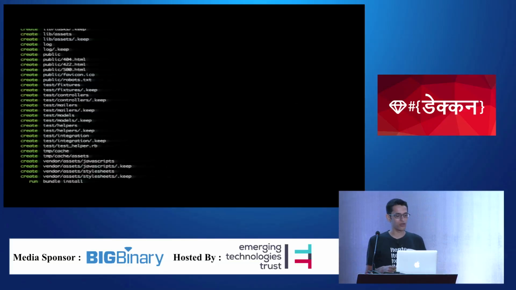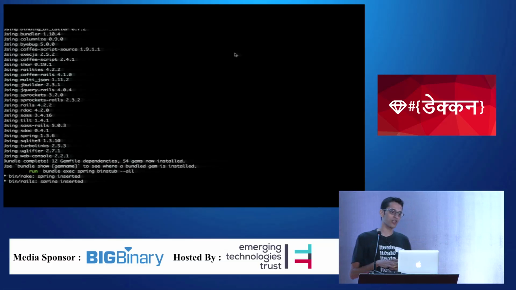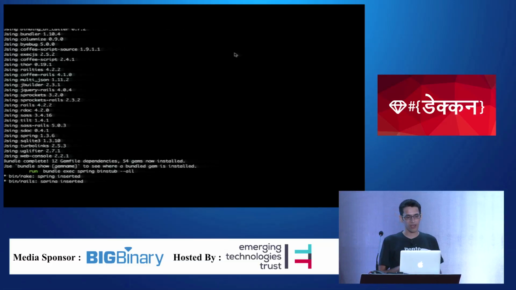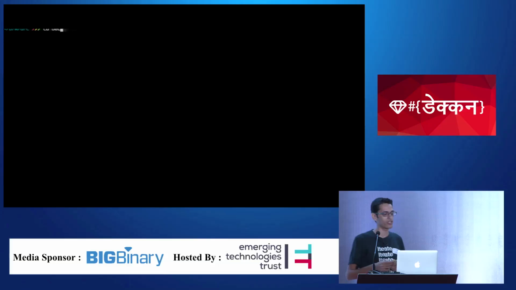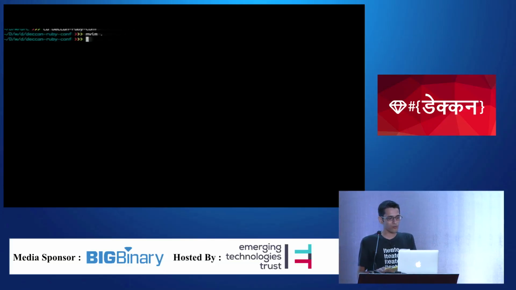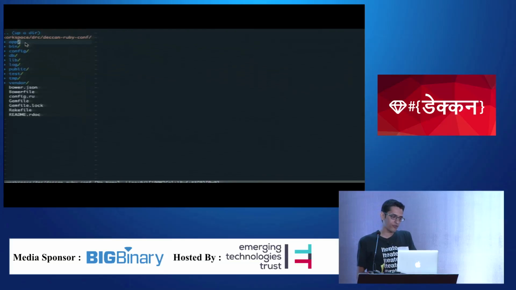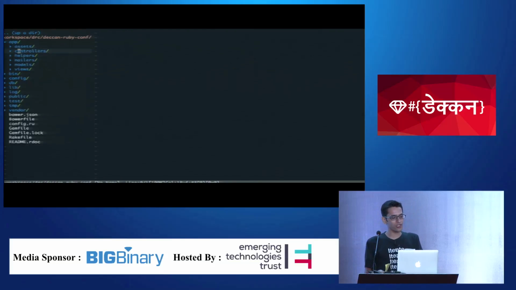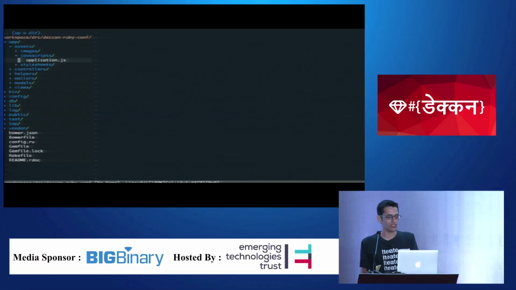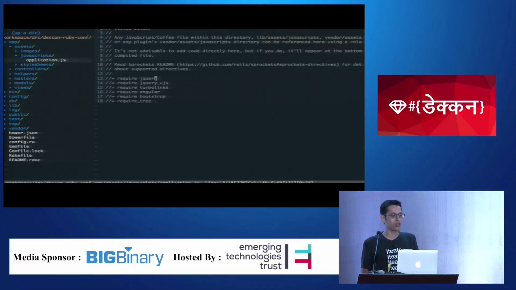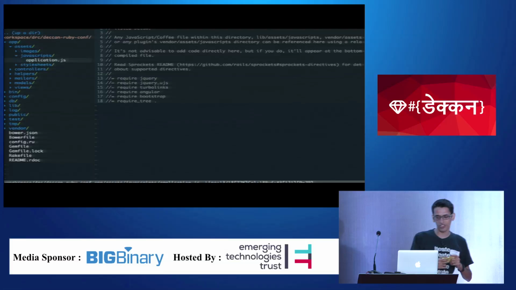So here I am creating a new Rails application. When we create a new Rails application, asset pipeline is enabled by default, and the gems, Sprockets Rails and others are automatically included. Also, there are two manifest files: the first one is application.js and the second one is application.css. This is the place where we include our dependencies, the JavaScript or style sheets.